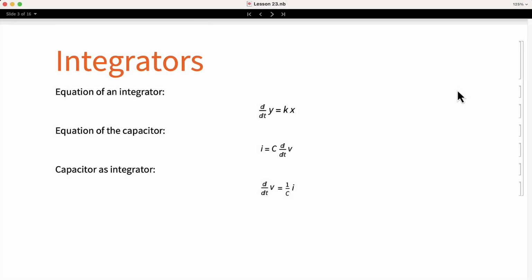An integrator is described by the following differential equation. The variable y represents the output, while the variable x is the input. There is also the term k, which is the gain of the integrator.